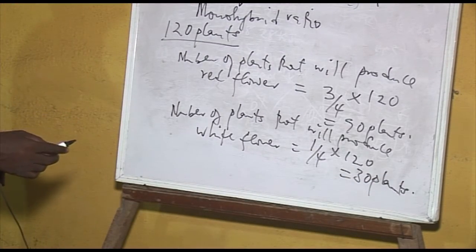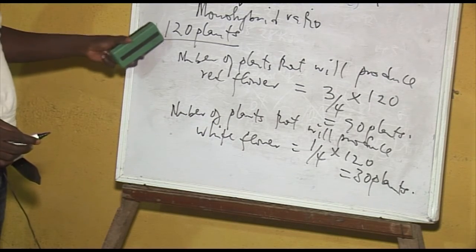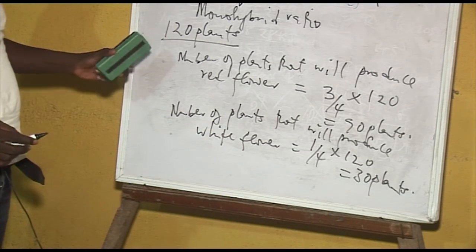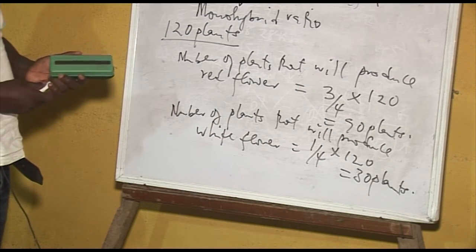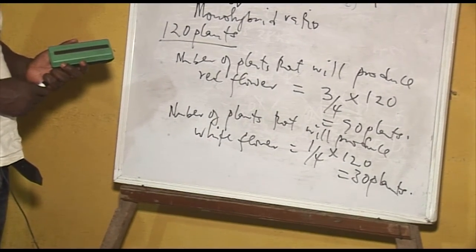So from the expression, you can determine the number of plants that will produce the red and the white flower. So that is the full expression of the first law of Mendel.